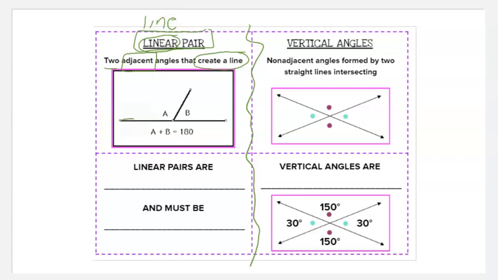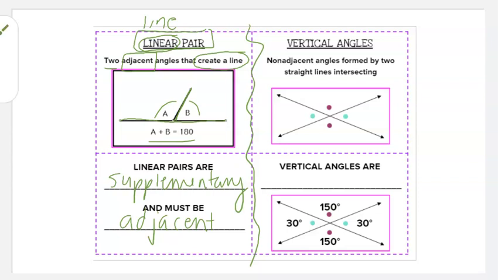So we have, here's the line. They share the side, so angle A and angle B are adjacent, and they sum to 180, which means linear pairs are supplementary and must be adjacent. So if they are an adjacent pair that's supplementary, then they're a linear pair.